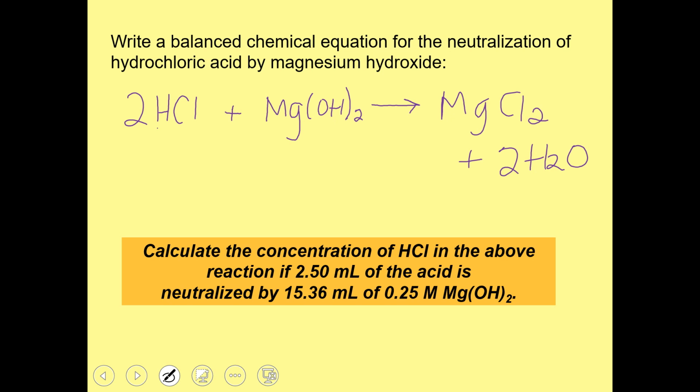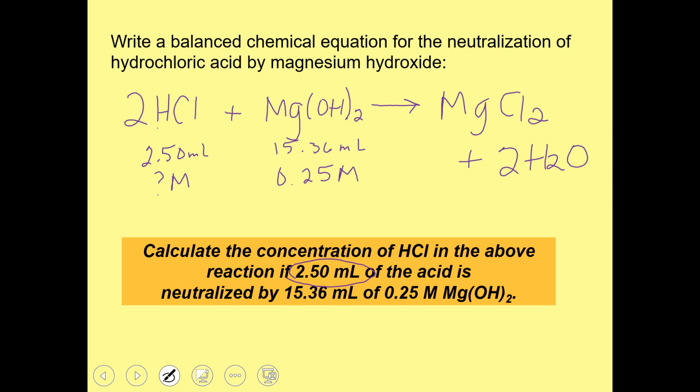Now, a question for titration and our lab data might look something like this. We measure out 2.5 milliliters of the acid, put it in that flask, and add some phenolphthalein, which is clear because it's an acid. And we don't know the concentration of our acid. But when we neutralize it with the base, it takes 15.36 milliliters of base, which has a concentration of 0.25 molar, to neutralize our acid.